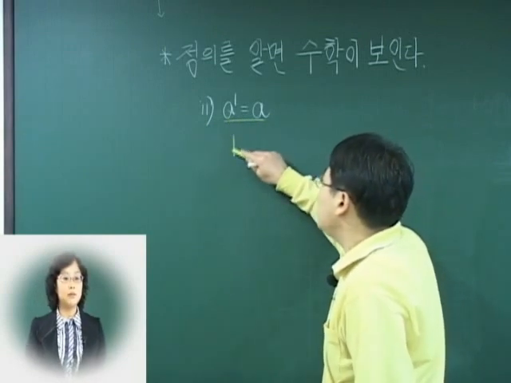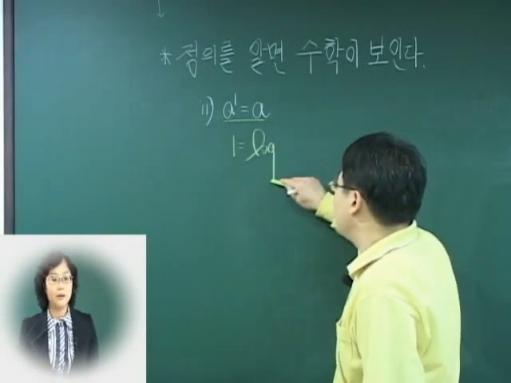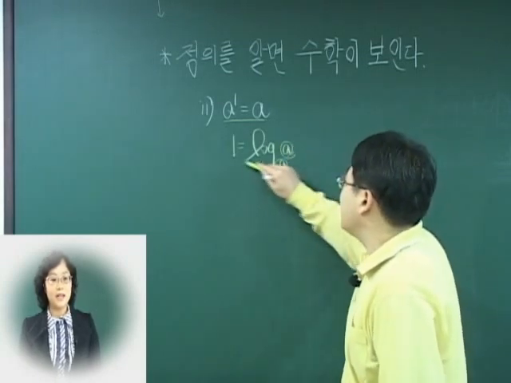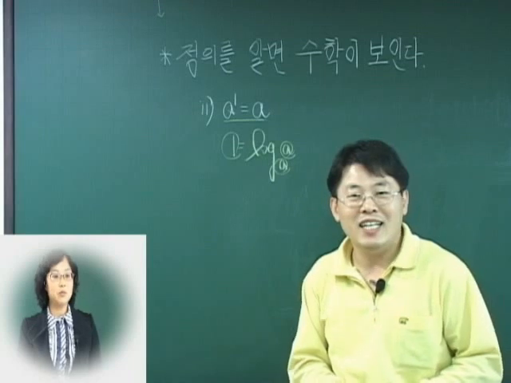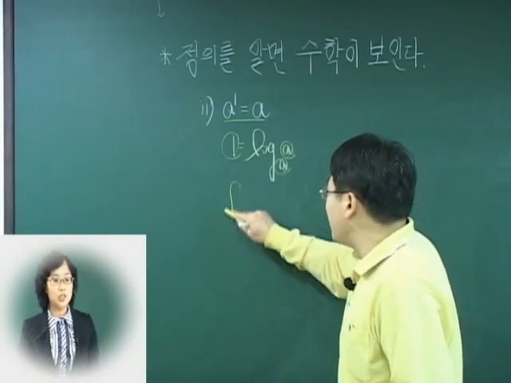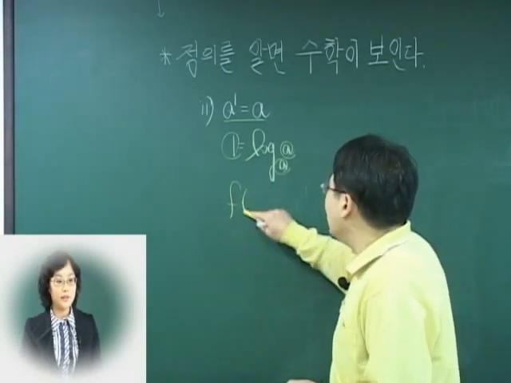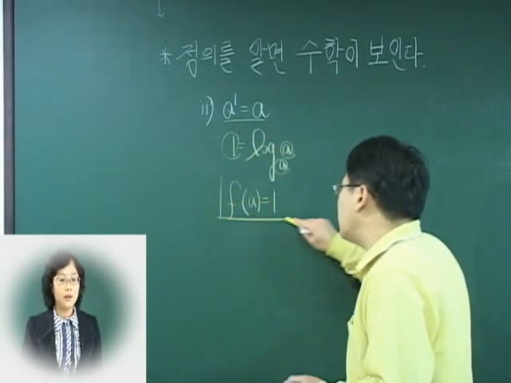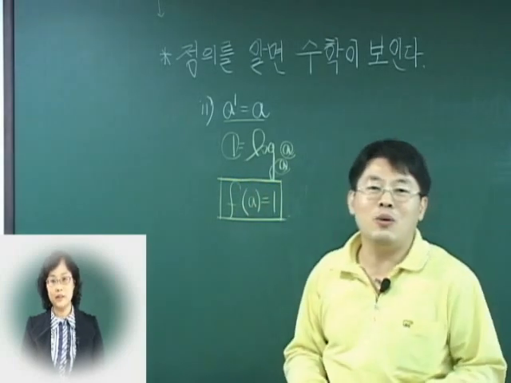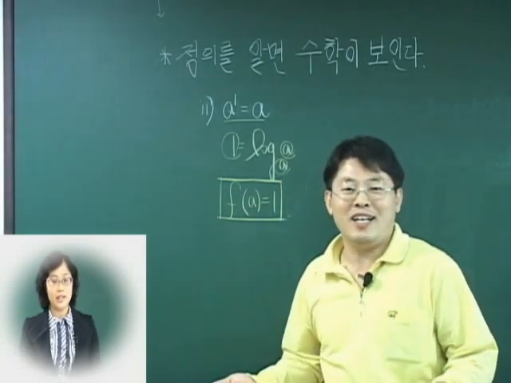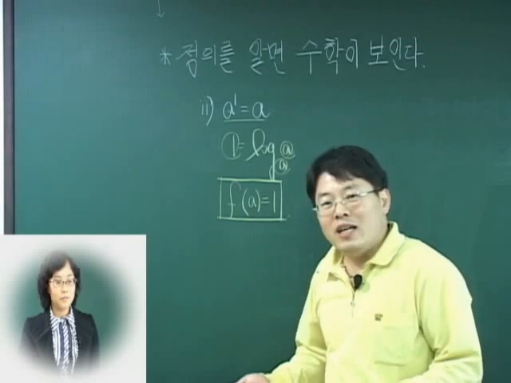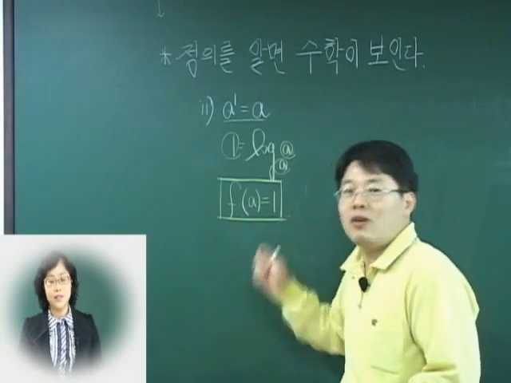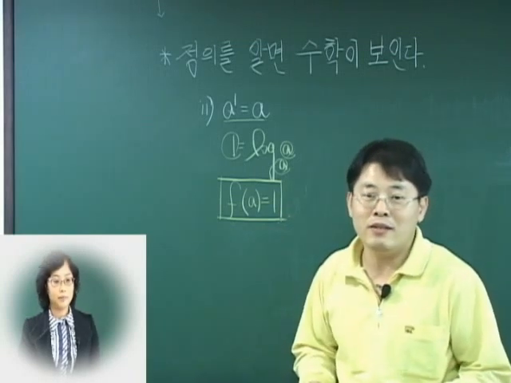Since 1 is log base a of a, if the base and the anti-logarithm are the same, it becomes 1. Let's change it into f of a equals 1. It is related to logarithm. Did you get a hint? Since f of a equals 1, it is all related to the logarithm.